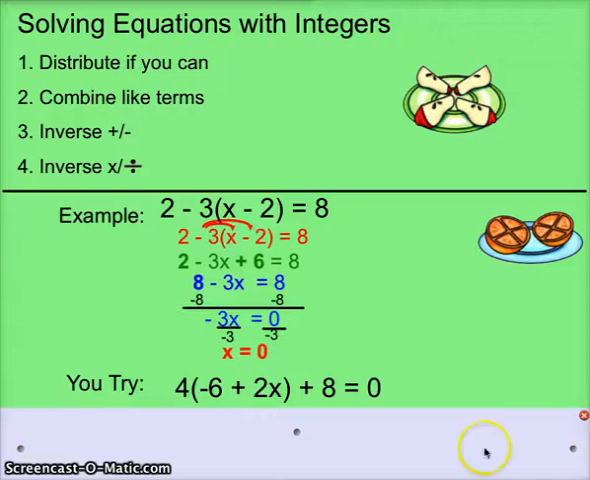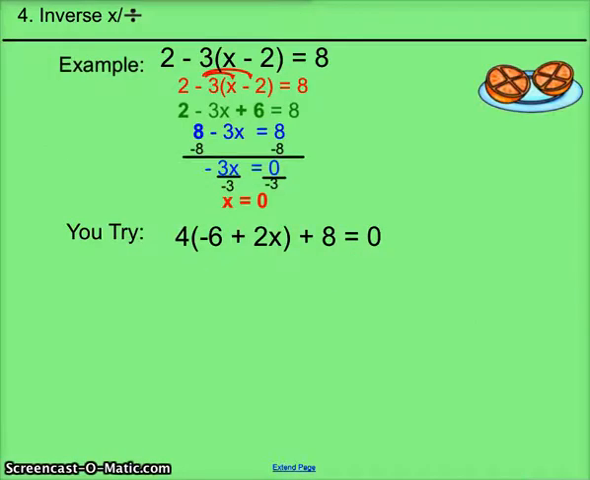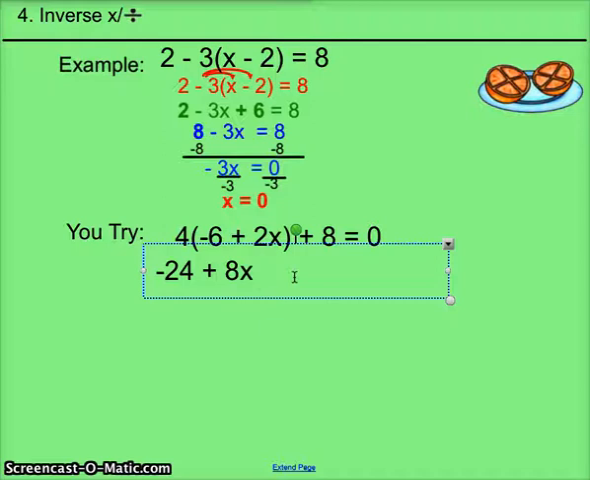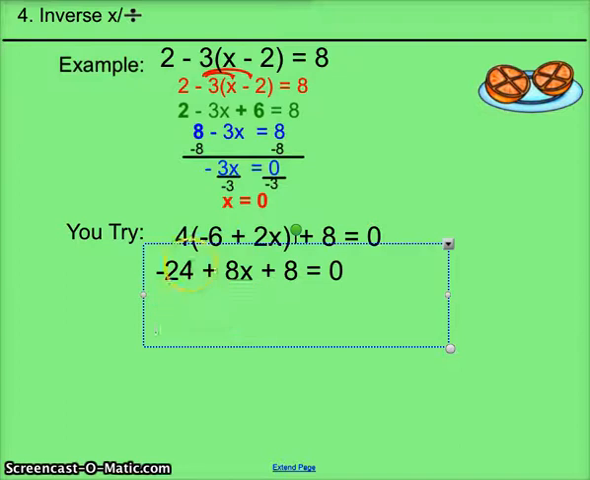Okay, now let's see. Hopefully the first thing you did was distribute the 4, and 4 times negative 6 is negative 24, and 4 times 2x is 8x. Then you still have the positive 8 on the outside and equals 0 on the other side. Now you can combine negative 24 and 8. Negative 24 plus 8 is negative 16. Then you have your plus 8x equals 0.